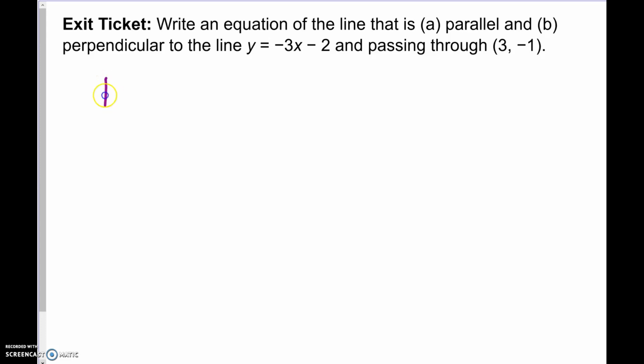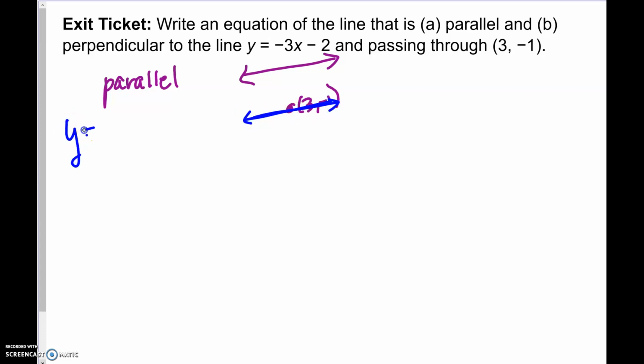So I'm going to do my parallel line first. So what we do is we have this line that goes like this, and we have a point right here, 3, -1. What I'm going to do first is write a line that's parallel to it. So I'm going to write a parallel, y equals blank x plus blank. Well, when these two lines are parallel, what do we know about their slopes? Their slopes are the same. So if the slope of that purple line is a -3, then this slope has to also be a -3.